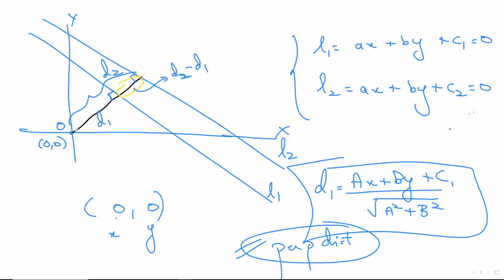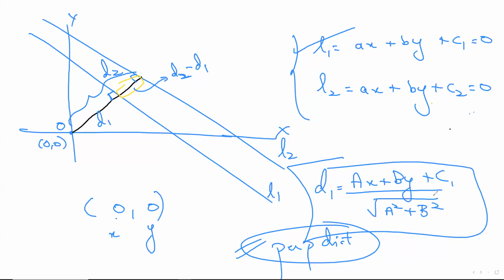Don't you think D1 is the distance between the origin and line 1? And according to our assumption, line 1 has C1 in it. Therefore, I change it and write D1 equals (ax + by + c1), whole thing divided by root of a square plus b square. What has to be kept in mind? The letter c is always absent in the denominator.